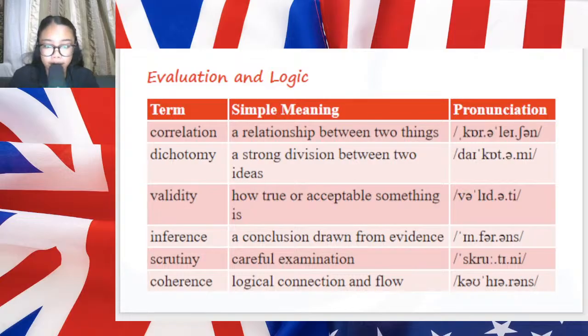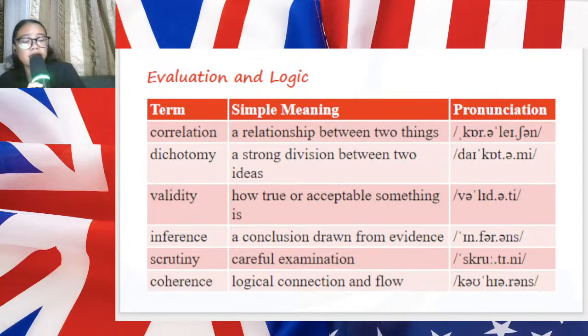Next is dichotomy. Again, dichotomy. This is a strong division between two ideas. So it is when something is split into two opposite or entirely different parts. These are often presented as black and white, so there's no middle ground. In academic contexts, this helps writers contrast two opposing viewpoints. You try to use this when describing opposing ideas in essays. Basically, that's dichotomy, like tradition versus modernity, theory versus practice. Those are examples of dichotomy.